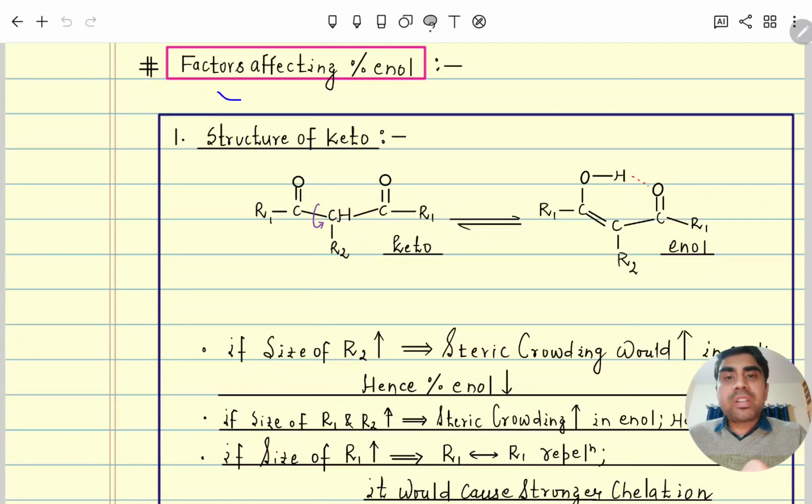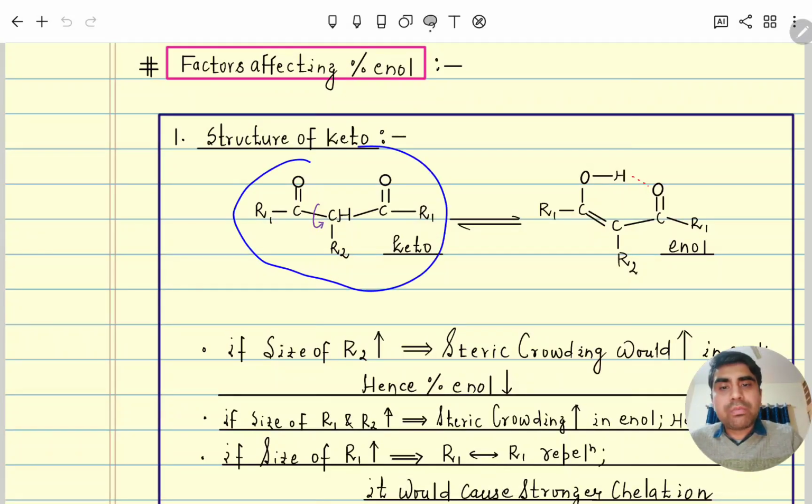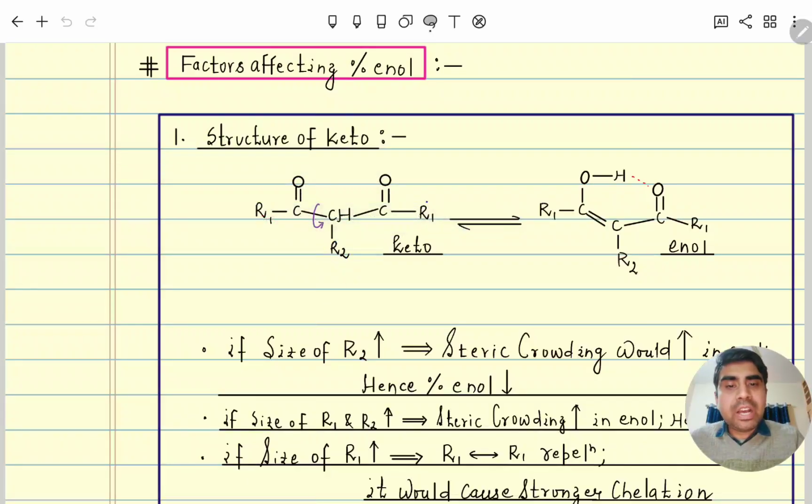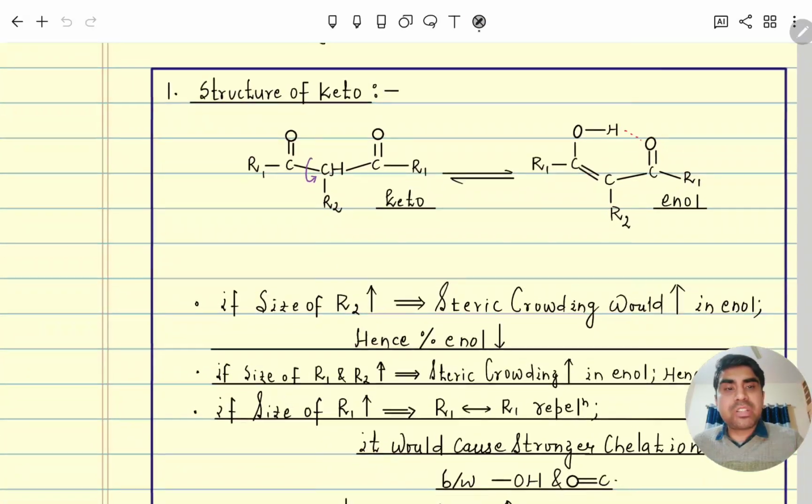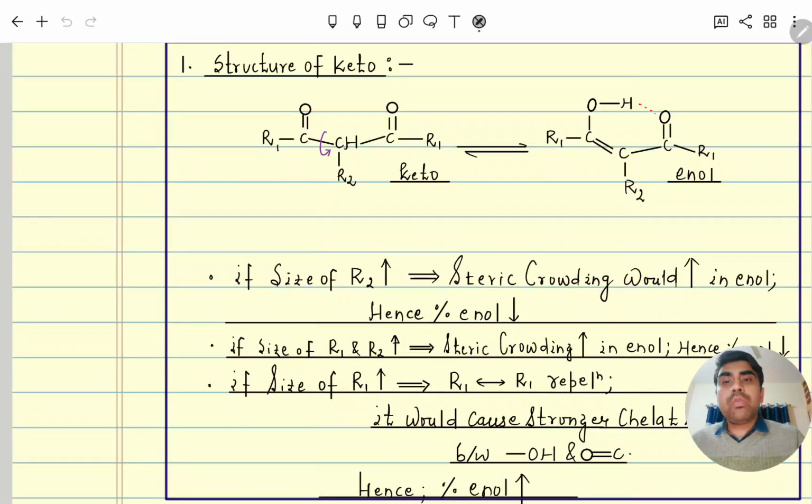So here you can see factors affecting percentage of enol. Here we are taking just one skeletal form. If R1 is an alkyl group, R2 and R1. This is keto, and its tautomerism you can see here, enol. In that, six-membered chelation is happening. This is what we call 1,3 diketo. So in 1,3 diketo, a special case we are discussing: when enol will be more in percentage, and when enol will be more stable.